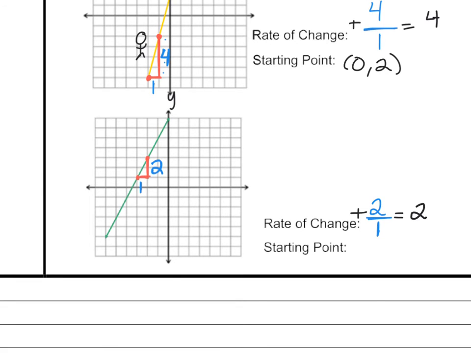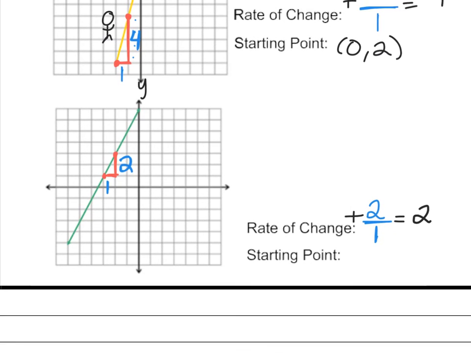And the starting point looks like it's right up here. That's where it crosses the y-axis. And that is at 1, 2, 3, 4, 5, 6, 7. If for some reason you can't see where the line crosses the y-axis, you can extend the graph and try to figure out where it would be by using the same rate of change, because it will keep going right 1 up 2, right 1 up 2. So my starting point is at 7. We write that as a point, 0, 7.